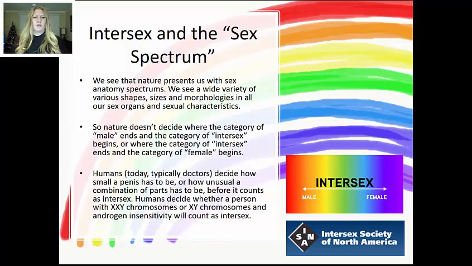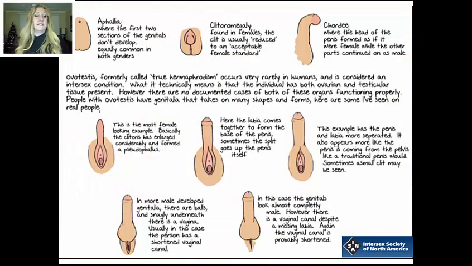Humans today, typically doctors, are the ones that decide how small a penis has to be or how unusual a combination of parts has to be before it counts as intersex. Humans decide whether a person with XXY chromosomes or XY chromosomes and androgen insensitivity syndrome will count as intersex. You can see here there's a huge variety of phenotypical differences of how the genitalia can form and how you can have a continuation between male and female and really anything in between, or even the absence of either.